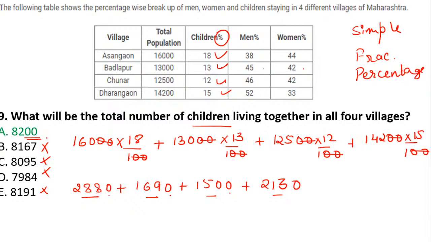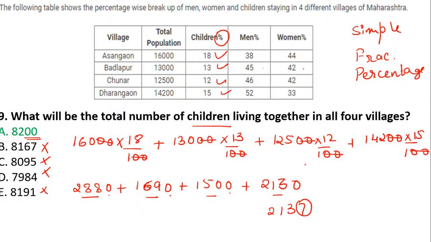But I would recommend that for this trick to work, you should do all this calculation properly. Even if one single mistake comes, like instead of 2130 you do 2137, only 7 is there, and that means your answer will be wrong. So this value should be right. 2880, 1690, 1500, 2130.